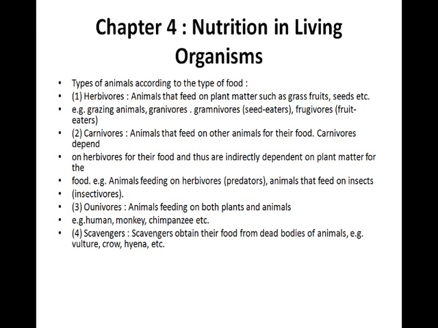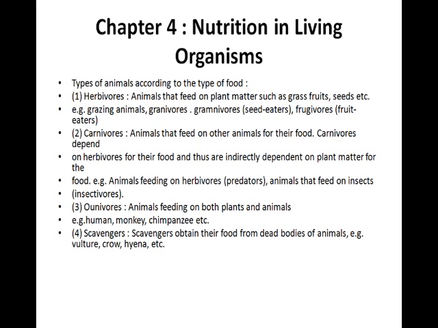Types of animals according to the types of food. Herbivorous, carnivorous. We all know what this is. Herbivorous are those animals that feed on plant matter such as grass, fruit, seed, etc. Grazing animals, granivorous, graminivorous and frugivorous are also part of herbivorous. Herbivorous animals eat only plants or plant parts. This is further divided: graminivorous eat only seeds, frugivorous eat only fruit, and grazing animals, granivorous.